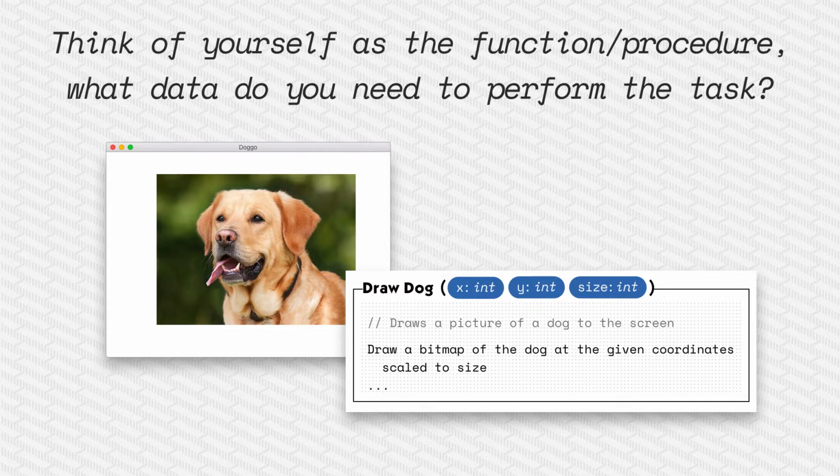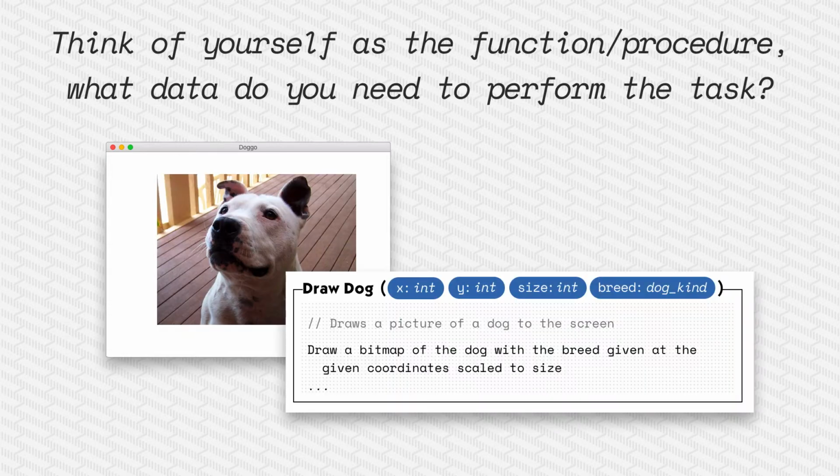Yeah, and that's looking great. But I really wanted to draw a staffy. Okay, no problem. All we need to do is add another parameter called breed, and we'll make it our own custom dog kind. And there you go, there's your staffy right there. Cool, that's a great looking dog.